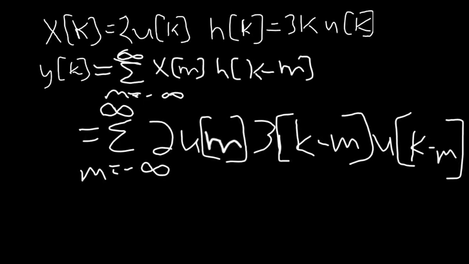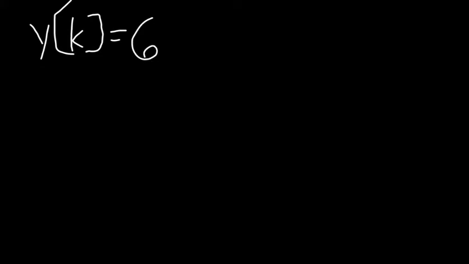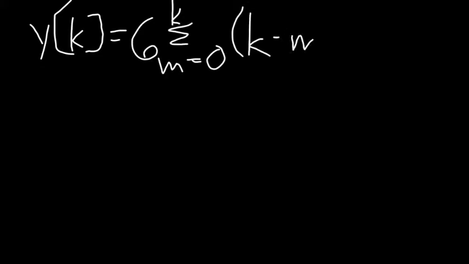From u sub m, we get m is greater than or equal to 0, so our bottom bound will be 0. And from the u sub k minus m, we get k is greater than or equal to m, so we go up to k. Our new summation is going to be 6, because we can pull out the constant, times the summation from m equals 0 to k of k minus m.